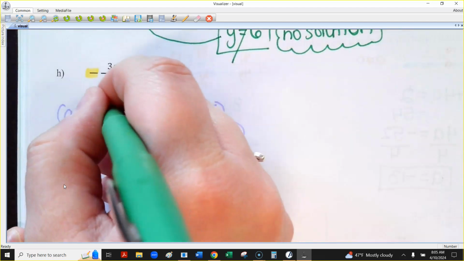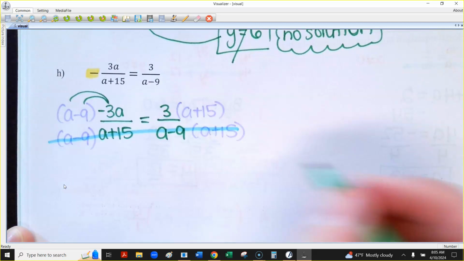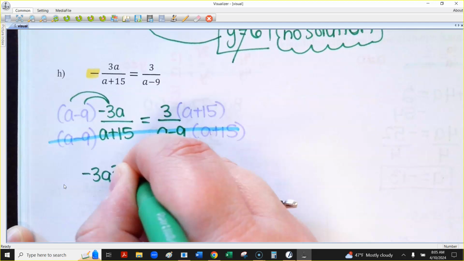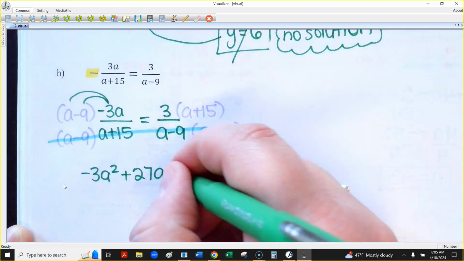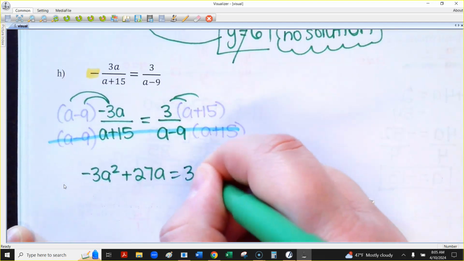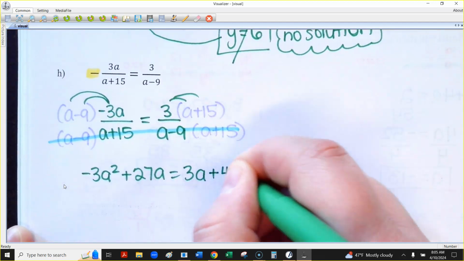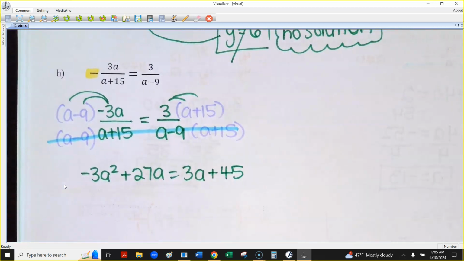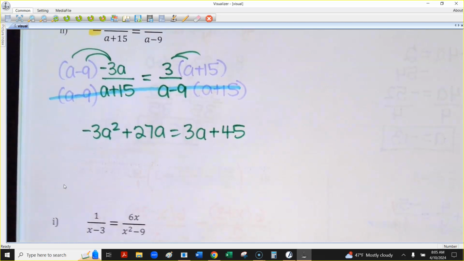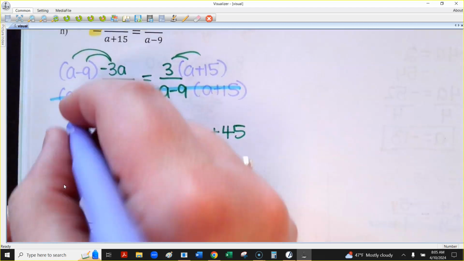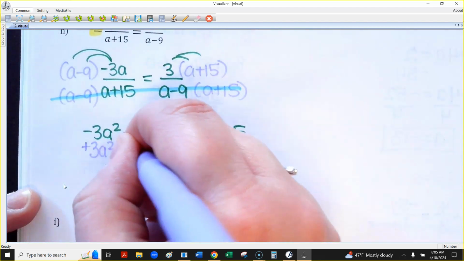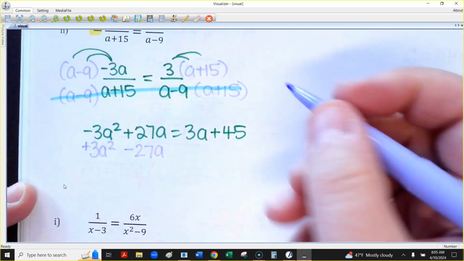On this side, you'd have to distribute that negative 3a. So I'd have negative 3a squared plus 27a. And then on the other side, I've got to distribute the 3. So I'm going to have 3a plus 45. Now, if you do end up with a quadratic, we're going to set it equal to 0, but try to keep your squared term positive. In this case, the easiest way to do that would be for me to add this 3a squared, and I'm going to subtract 27a. I'm just going to do that in the same step.